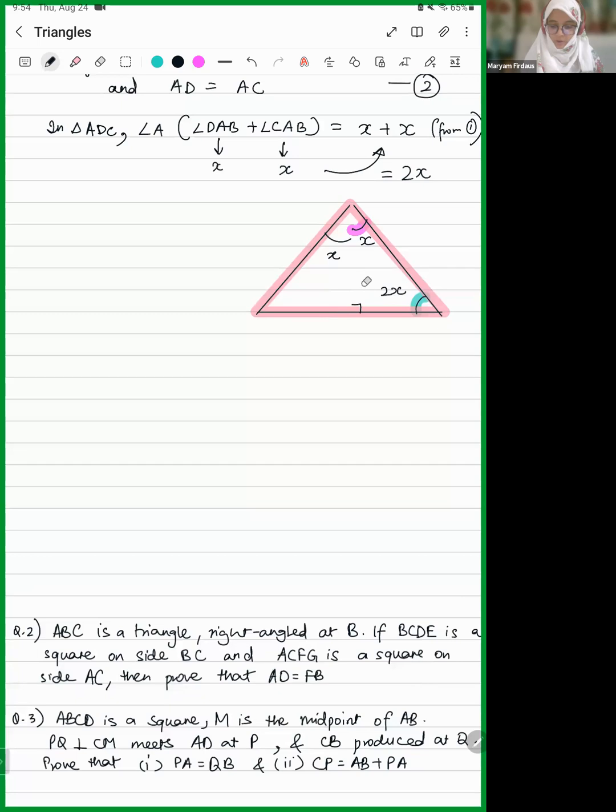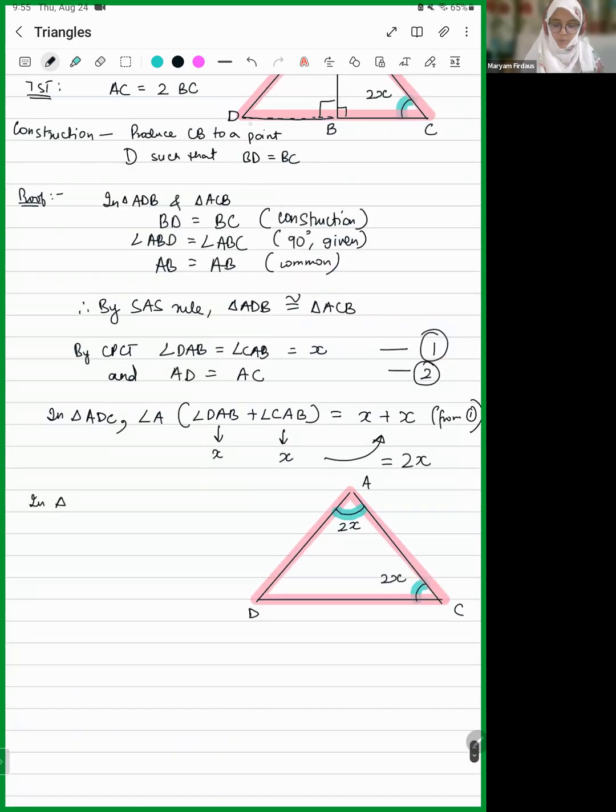Look at this. This angle on the top, this angle A, this is C, this is B, right? So this angle A, I'm just going to write it as 2x. x plus x is 2x. Now look at these two angles. If you can try rotating your screen also. These two are equal angles, right? And we know that sides which are opposite to equal angles are equal. So in the bigger triangle, in triangle ADC, this is D. Okay, this point is D.